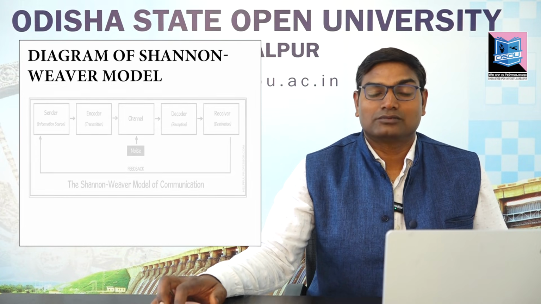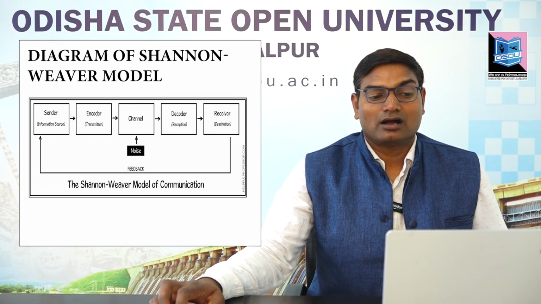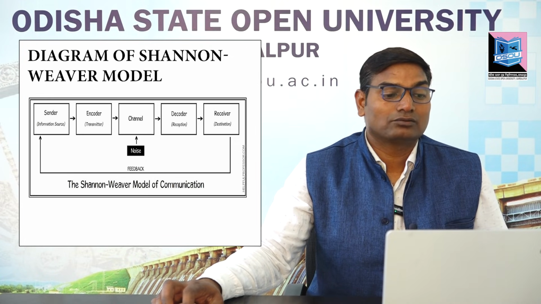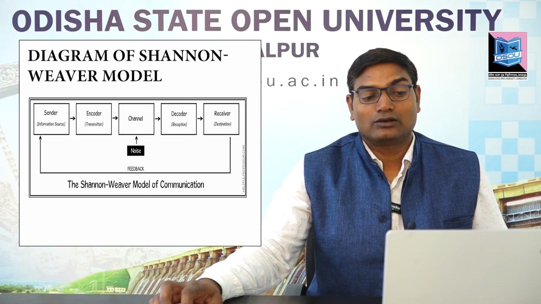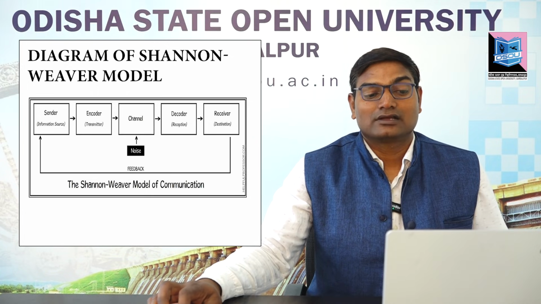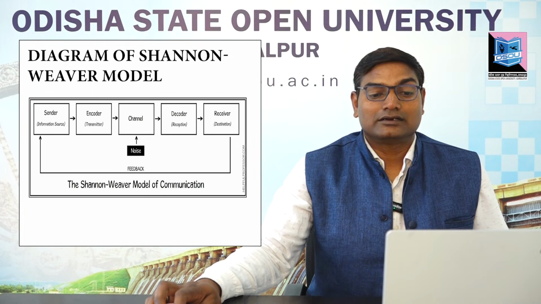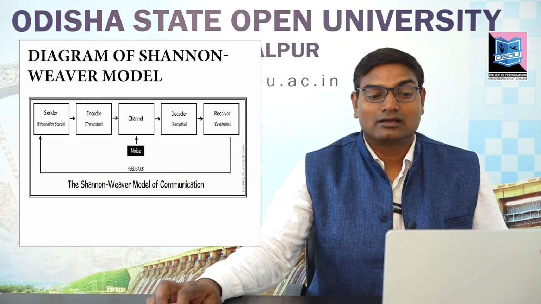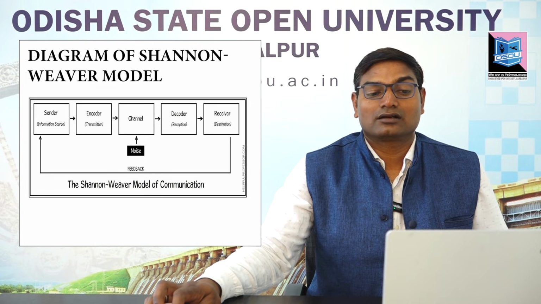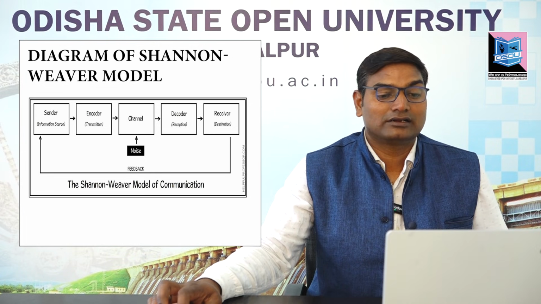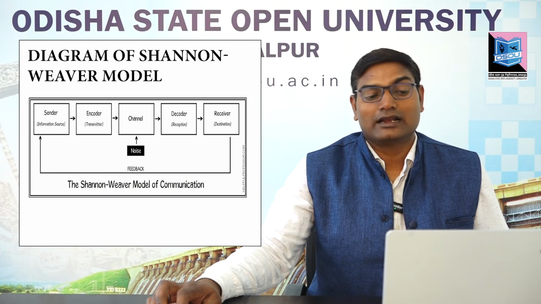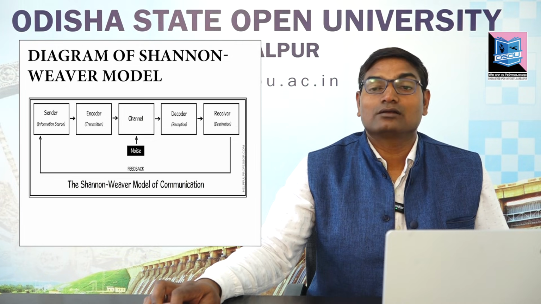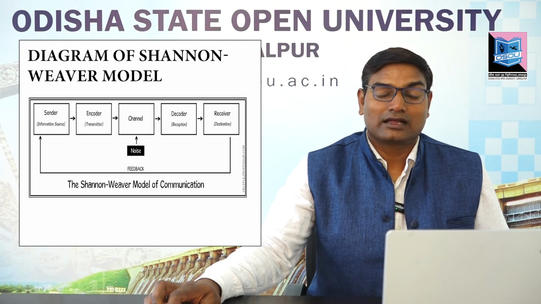Diagram of the Shannon-Weaver model. A typical diagram of the Shannon-Weaver model shows a clear linear flow of communication. It includes a noise source that affects the channel and can distort the message. The visual helps in understanding where breakdowns can occur and how clarity in encoding and decoding is essential. This makes it a foundational model in communication engineering and media studies.